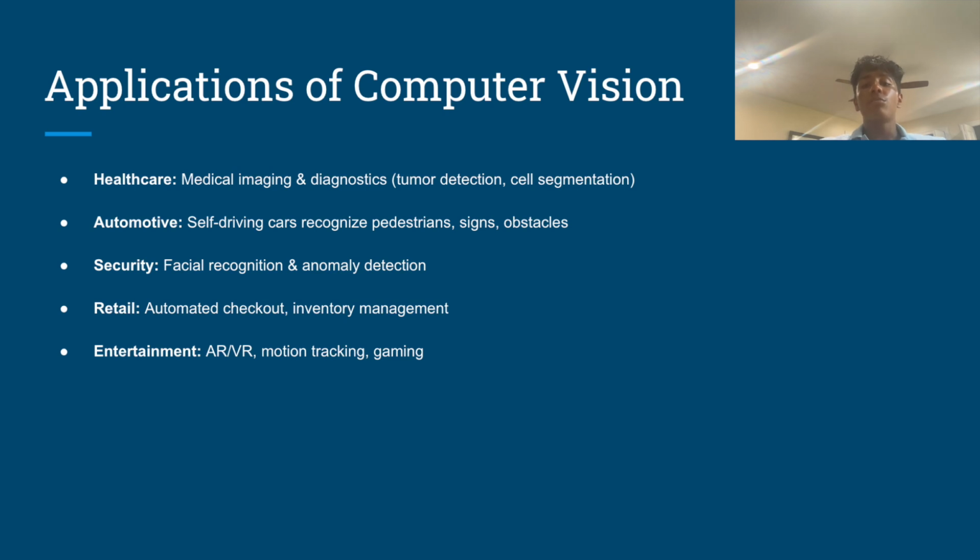AR and VR are two rapidly growing areas that rely heavily on computer vision. In AR, computer vision enables devices like smartphones and AR glasses to overlay digital content onto the real world, creating immersive experiences. In VR, computer vision is used for motion tracking, creating realistic and interactive environments. Computer vision is also used in video games for facial and gesture recognition, enabling more immersive and interactive gaming experiences.